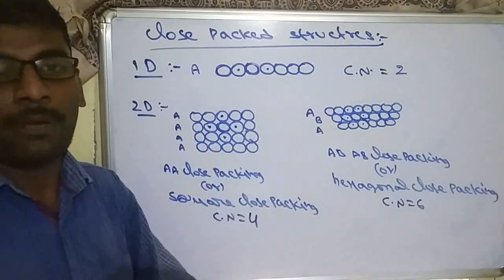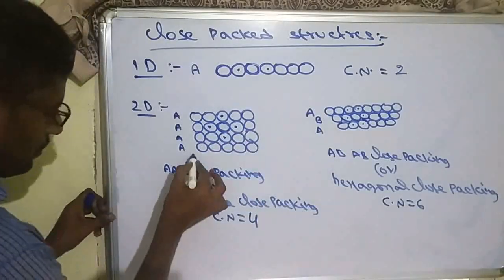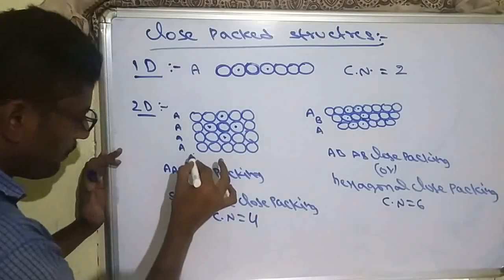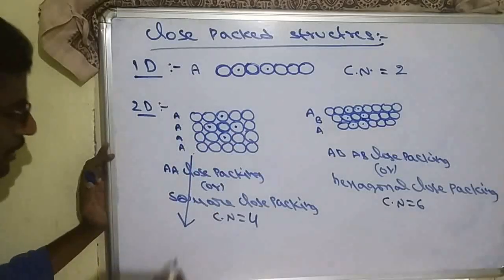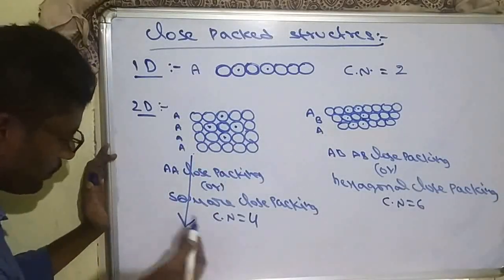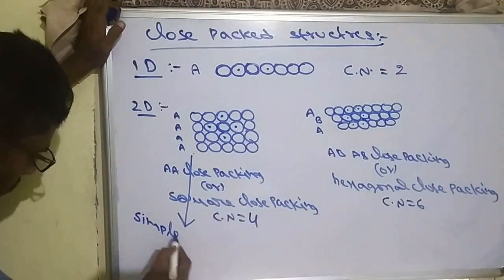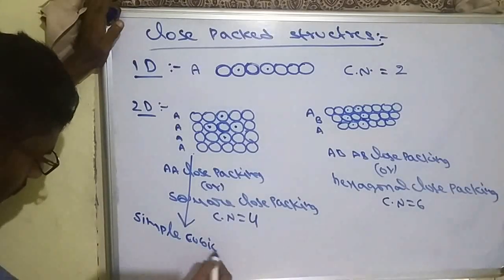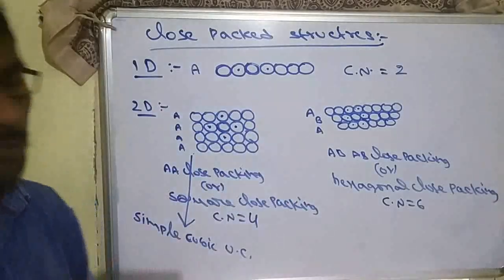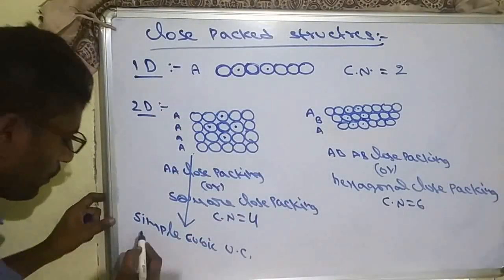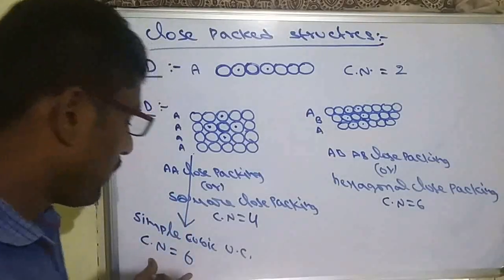Now, combining this two-dimensional structure again, we get three-dimensional structures. I cannot draw three-dimensional on the board, but just telling, if the two-dimensional structures are combined in a three-dimensional manner, what do we get? We get the simple cubic unit cell. AA close packing in a three-dimensional manner leads to the simple cubic unit cell, whose coordination number will be 6.